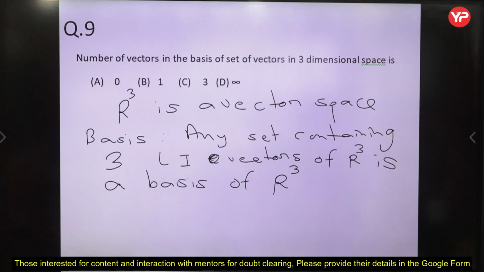अगर R square है तो 2, R to the power 4 है तो 4, R to the power n है तो n will be the right answer in this question. Please remember. Now come to next problem.